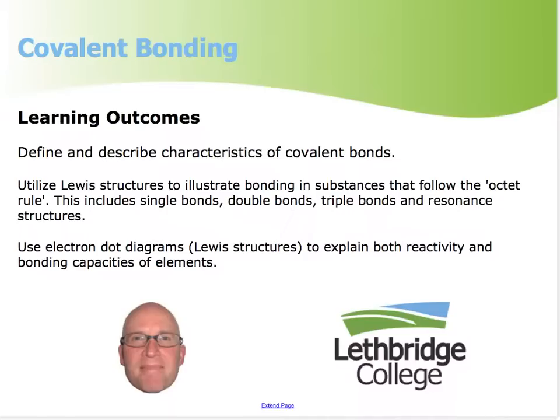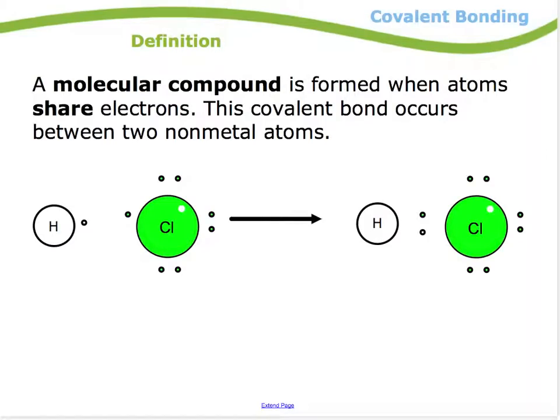in covalent compounds. So first off, a definition: a molecular compound is formed when atoms, rather than transfer, share electrons. So if they share electrons, it's known as a molecular compound, and the bond is known as a covalent bond. So for example, here I have hydrogen, and here I have chlorine.